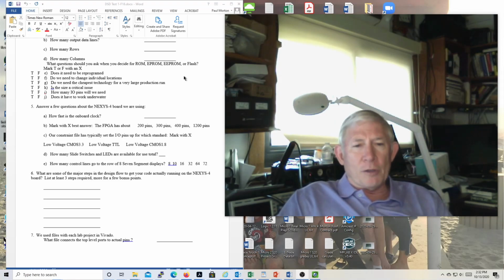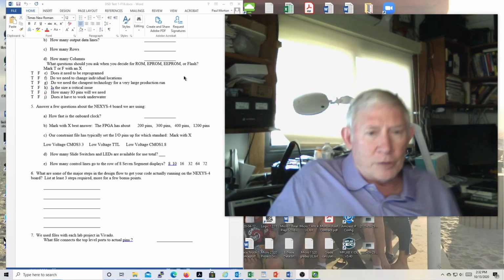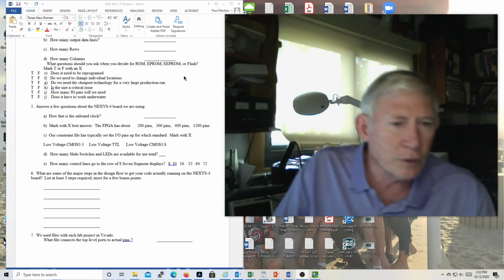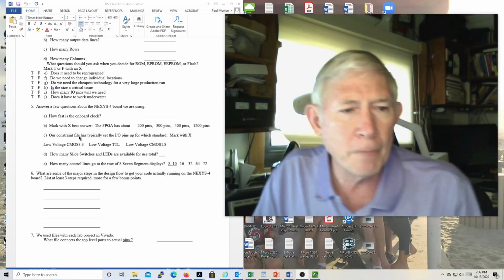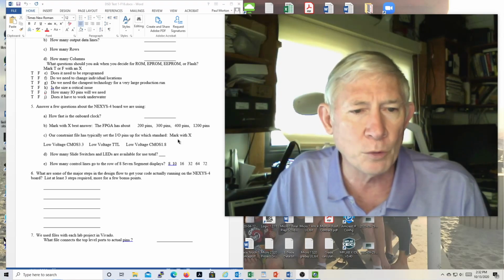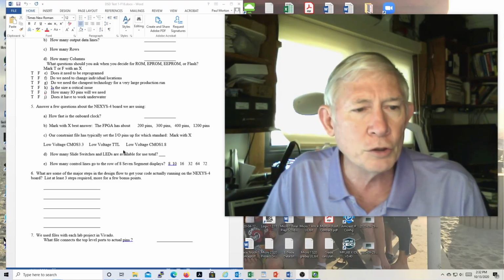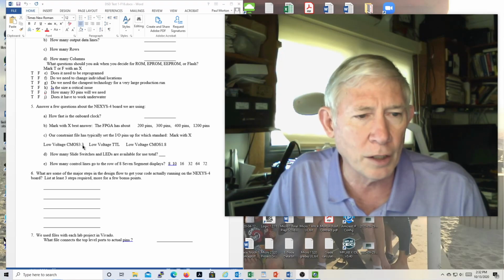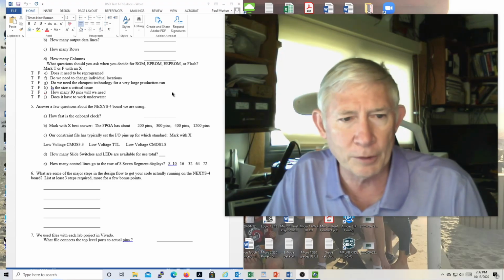And by the time you subtract off the power pins, you still have quite a few GPIO pins that you can utilize. Our constraint file typically has set the I/O pins up for which standard? Usually low voltage CMOS 3.3. That's what we typically have been using.